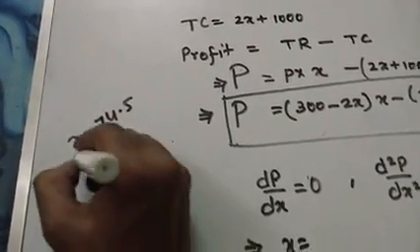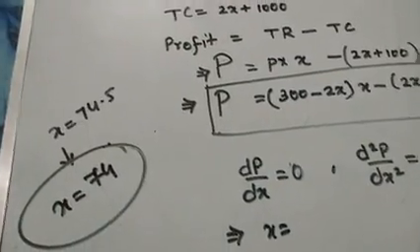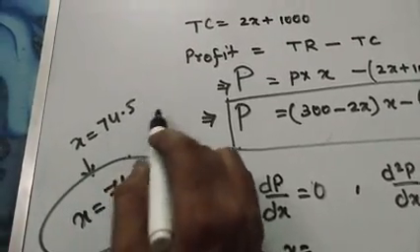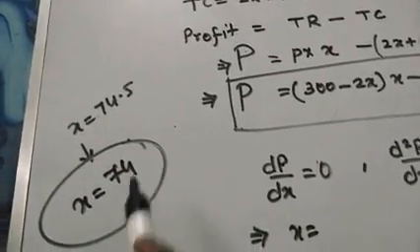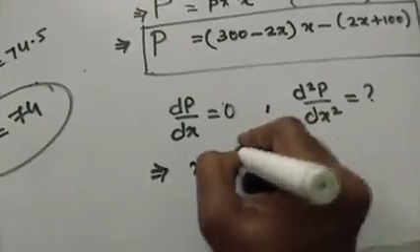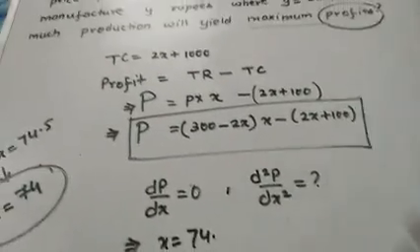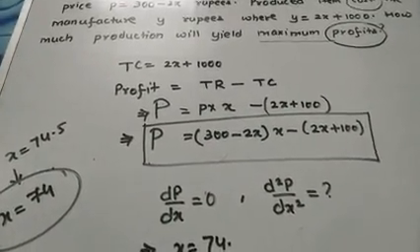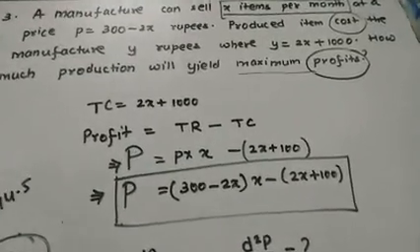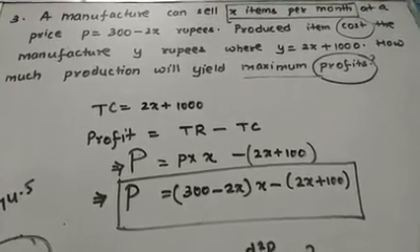So you will write x equals 74, as it cannot be a fraction and it cannot exceed 74.5. So the x value we will get here is 74. Now after putting x equals 74 in your second derivative, you will get a negative, and that indicates the maximum. Clear? So this is your homework. Just try this one. Simple question. Let us go for the next question.